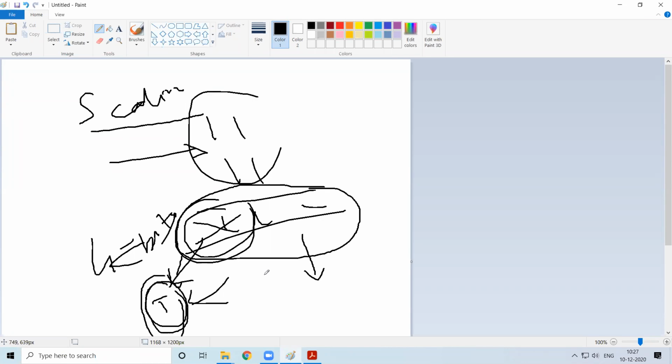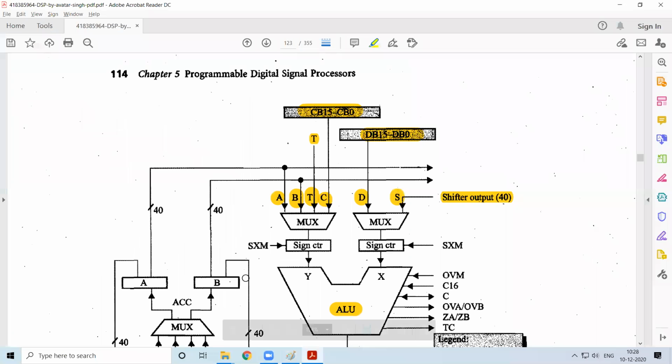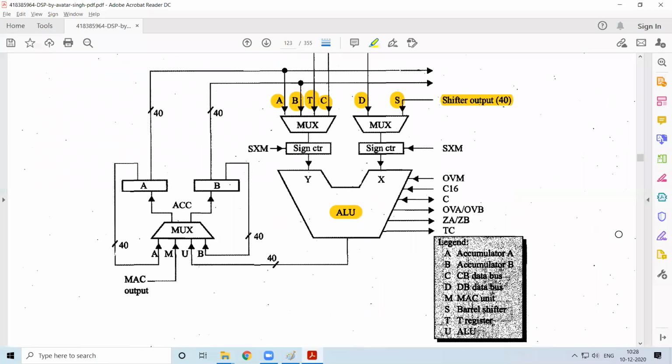So this is another purpose for the T register, and another purpose I had specified was its use in the barrel shifter. It stores the information pertaining to how many shifts you want to perform. That information can be stored in the T register and utilized to perform the shifts in the barrel shifter. So this is the purpose relevant to the temporary register.